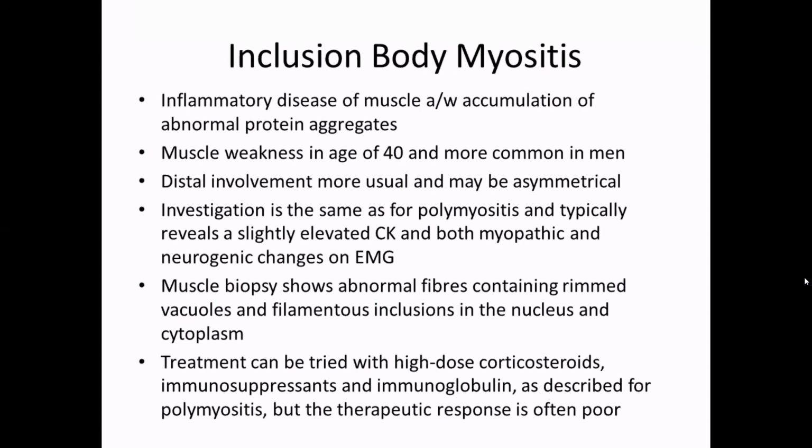Distal involvement is more usual and maybe asymmetrical. Right hand or right hand मात्र involve हुन सक्छ, left lower limb, left leg मात्र involve हुन पनि सक्छ, and distal part fingers को grip मा problem हुन सक्छ. Investigation is same as for polymyositis and dermatomyositis, and typically reveals slightly elevated creatinine phosphokinase and both myopathic and neurogenic changes on EMG. Muscle biopsy shows abnormal fibers containing rimmed vacuoles and filamentous inclusions in the nucleus and cytoplasm.